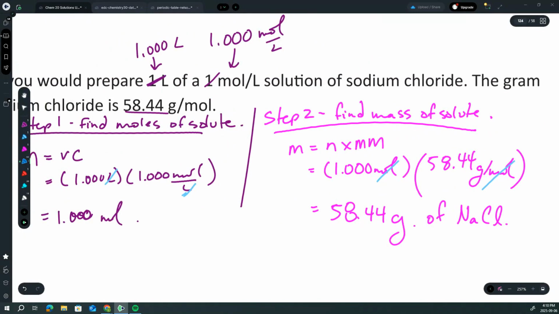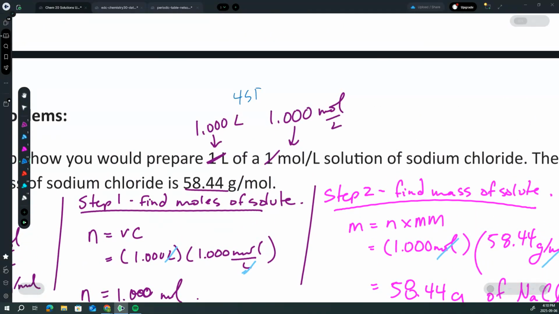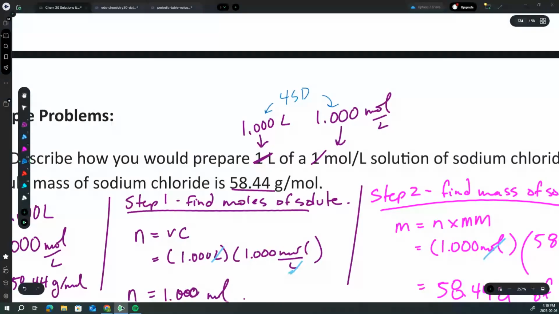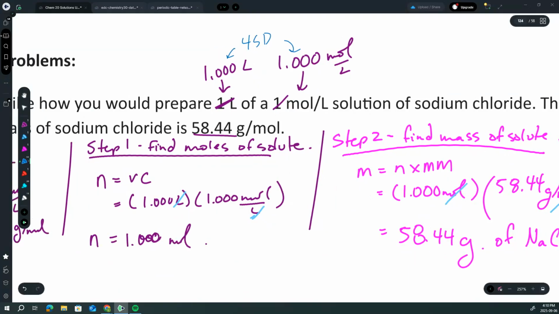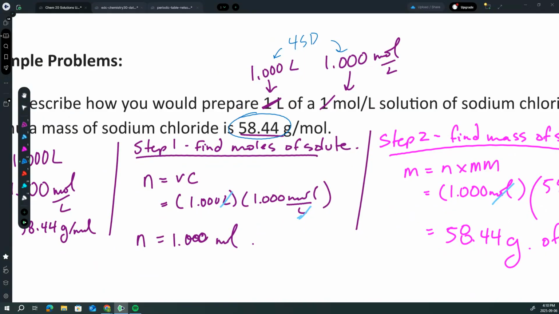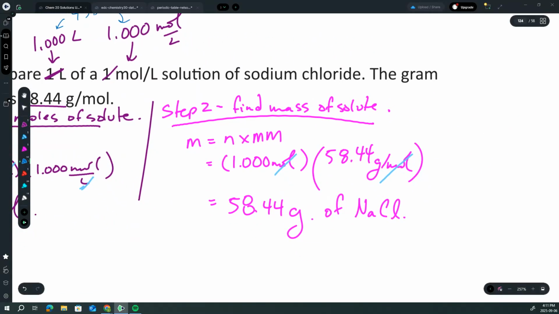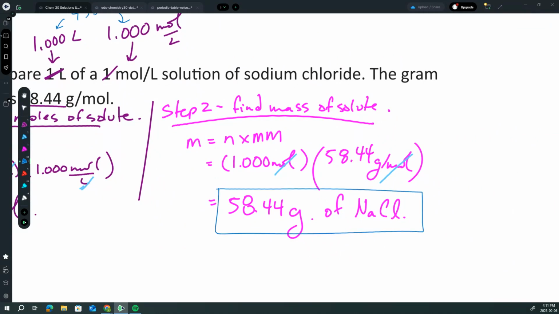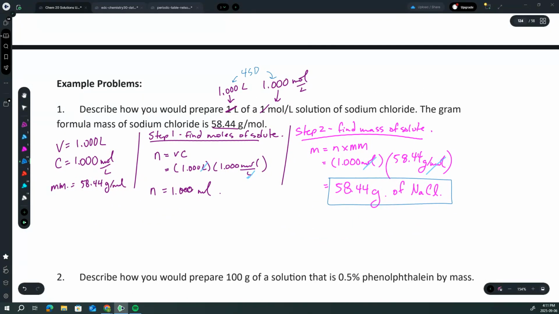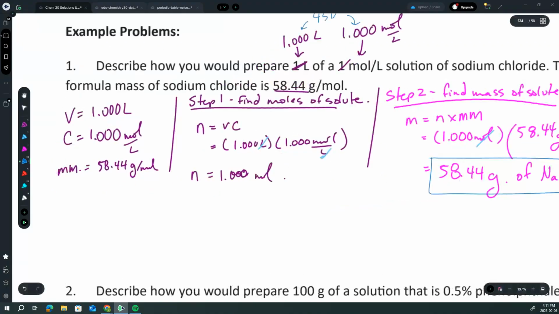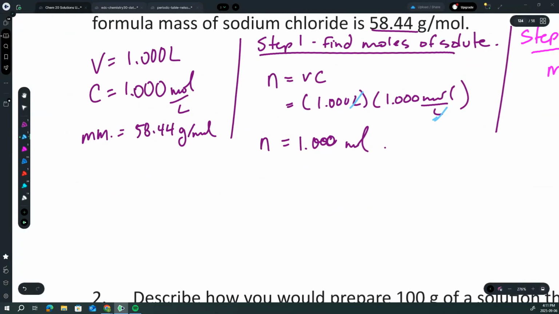So 58.44, since I put these two numbers to 4 sig digs, this is already in the correct amount of sig digs. Just as a reminder, since molar mass is a constant, you never use constants to determine however many sig digs you need in your final answer. So if we're describing how we would prepare the solution, now that we know how much we need to weigh out, now we can write out our answer.